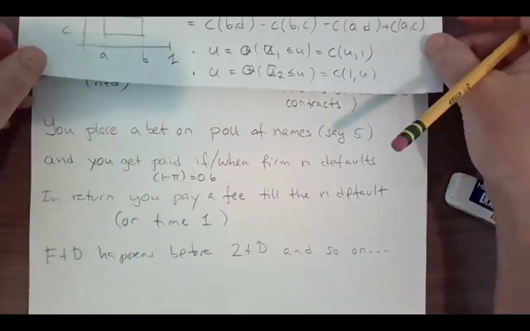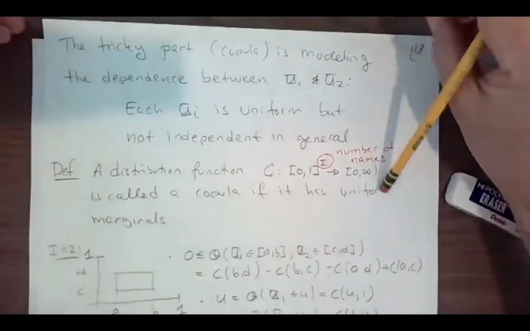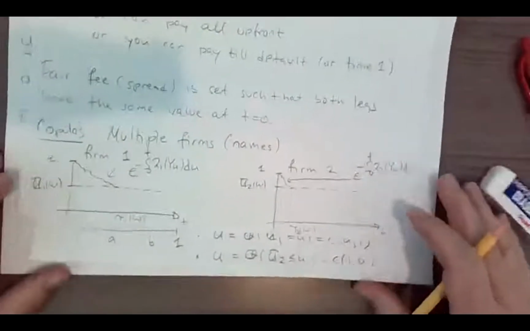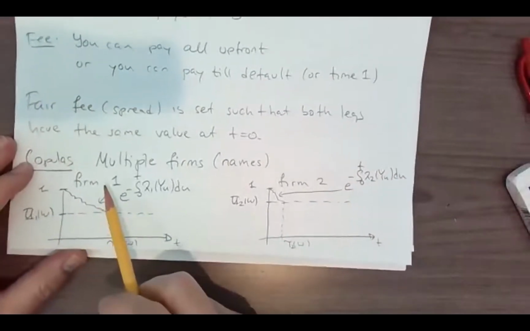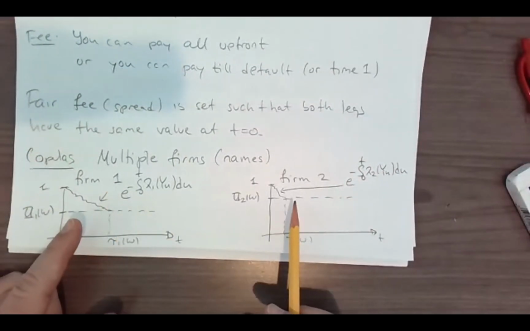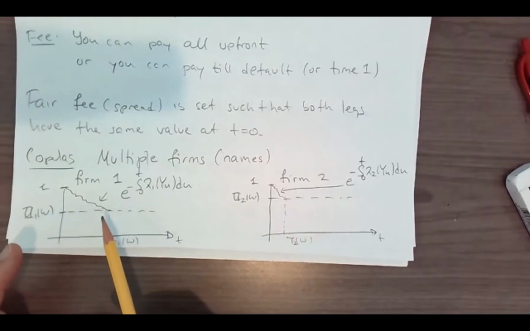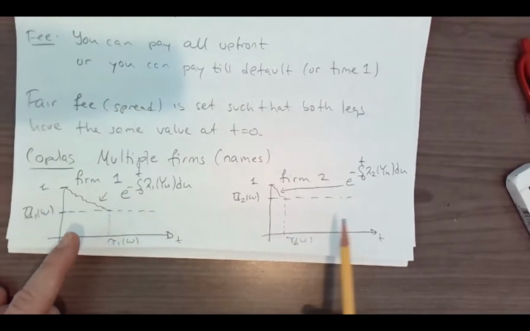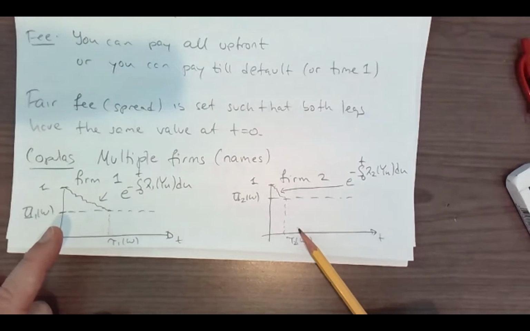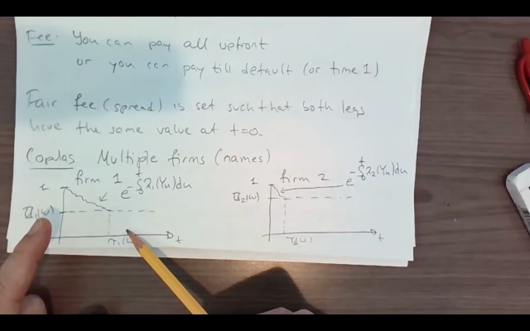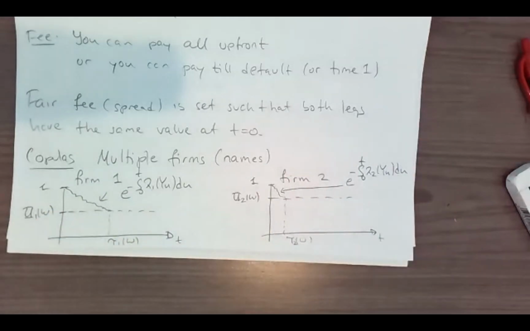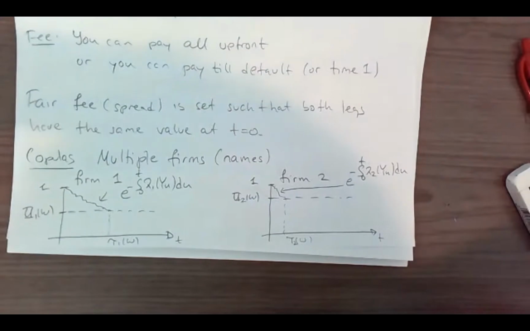So if you go back to the picture, we now have our two firms. If you only have two firms and they look like this, then you can see in this model the first to default is going to be firm 2, and the second to default is going to be firm 1. But when you place the bet, you're not betting on an individual firm, you're just betting on the number that will default. You don't care if it's firm 1 or firm 2.